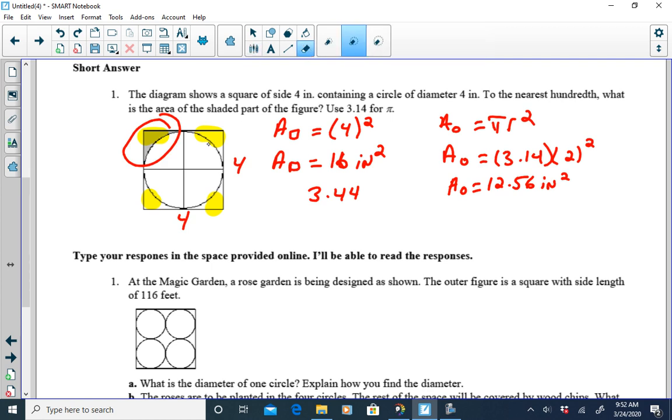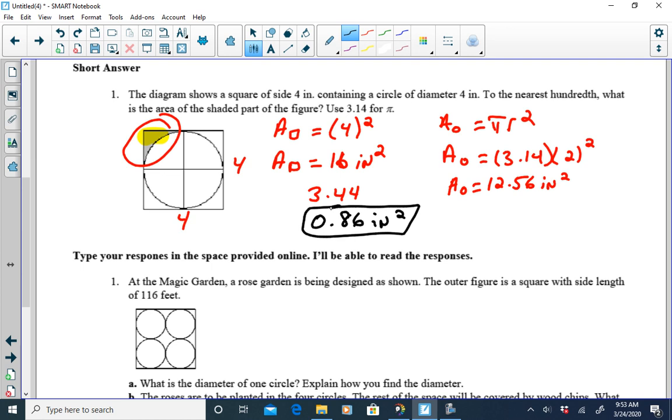So I want to divide that 3.44 by 4, and I get 0.86, and those are what, square inches. Alright, that should be 0.86 square inches. Alright?